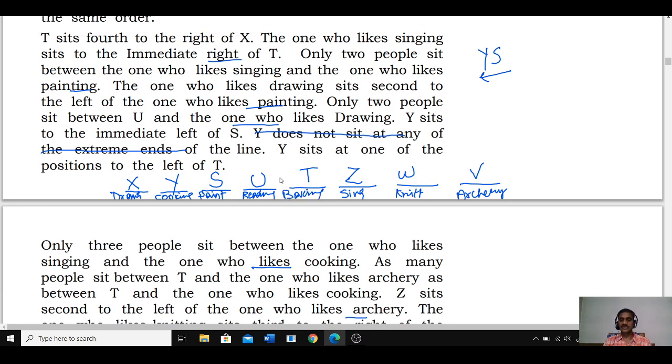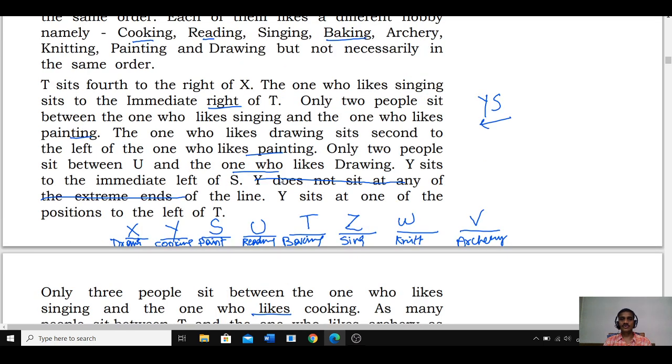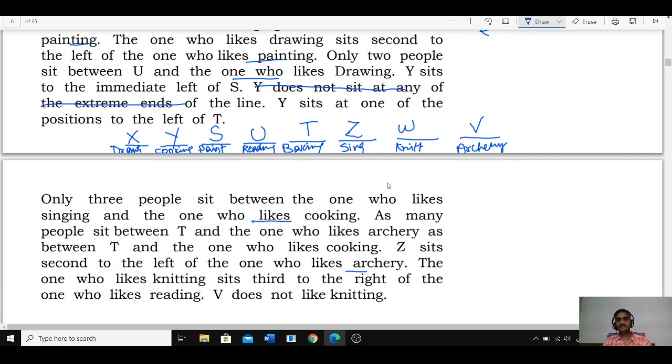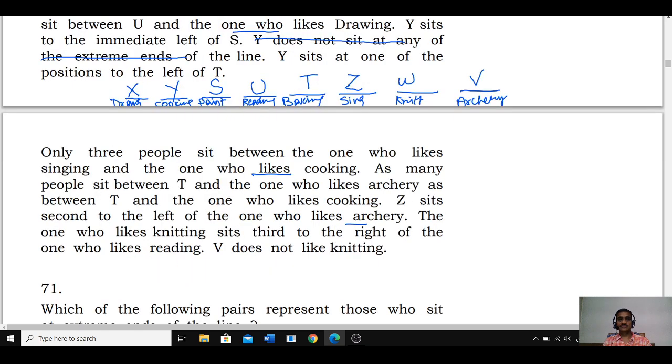Now this is how these 8 persons are seated in a row facing towards north, and each one of them pursues a different hobby. Clear now? X, Y, S, U, T, Z, W, and V is the final order. Now this is about question number 71 to 75.